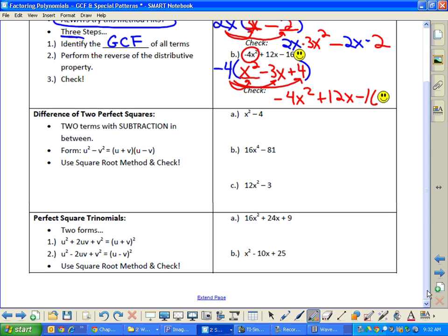The next pattern that you're going to see is what we call a difference of 2 perfect squares. Quick, difference in math class. What does that mean? Subtraction, yeah, so look at all of these problems here.